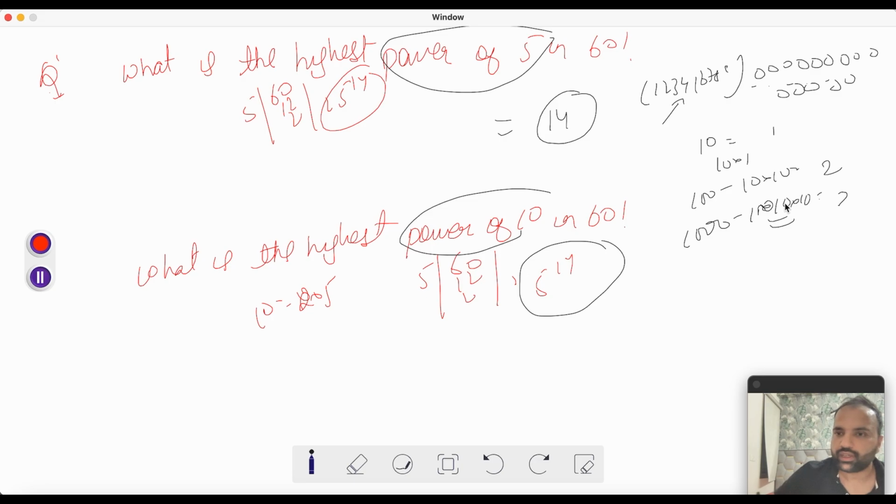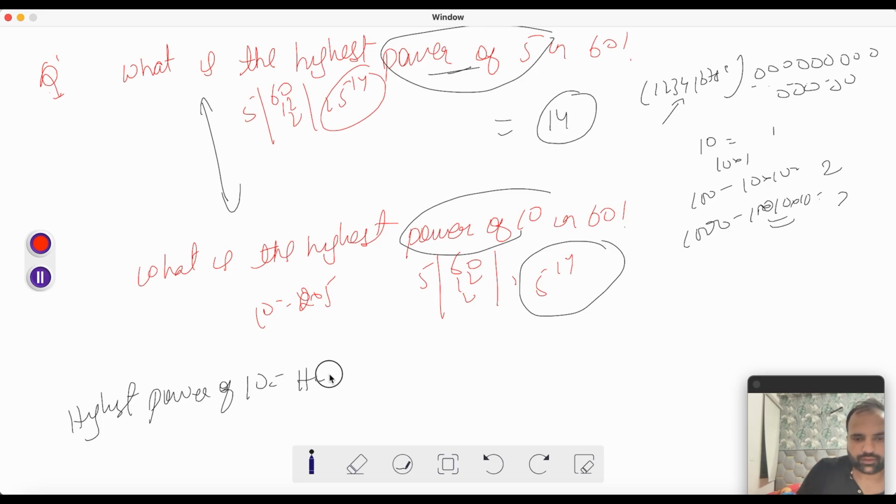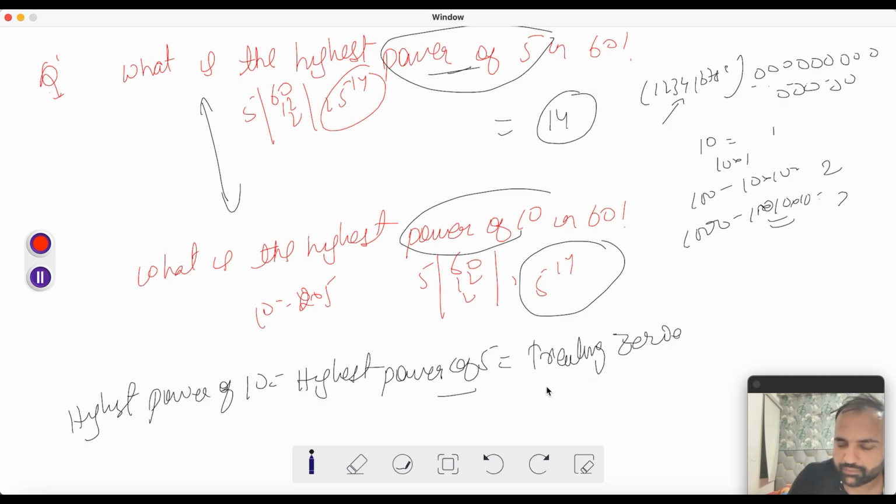So how do we determine how many tens we have? We can calculate the highest power of 5, because we have just seen that the highest power of 5 is equal to the highest power of 10, which is equal to the trailing zeros. As many 5s as we have, that many trailing zeros we would have. So this brings us to the concept of trailing zeros.